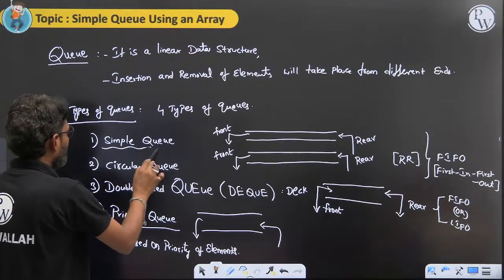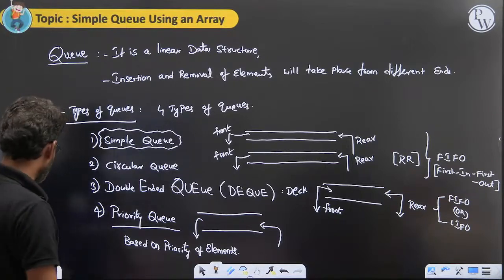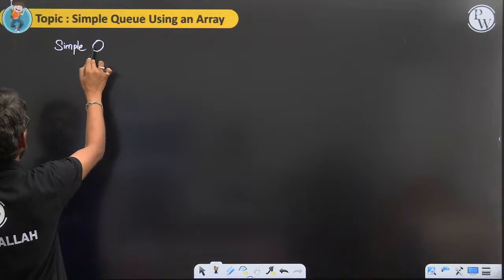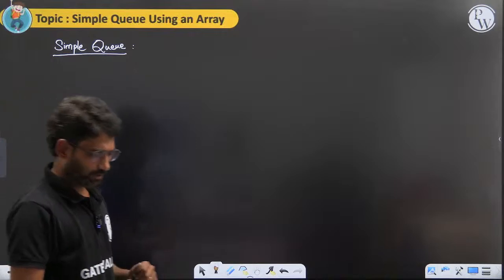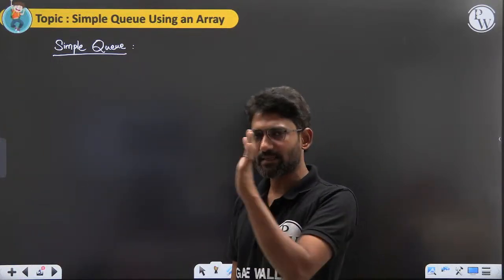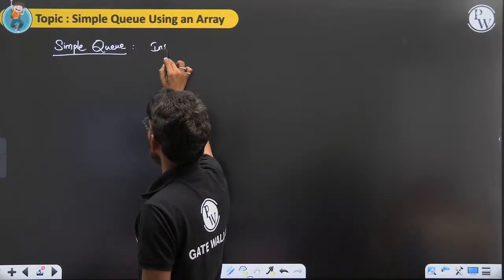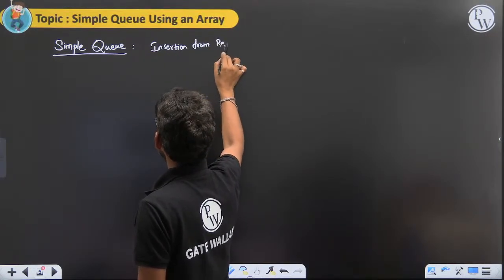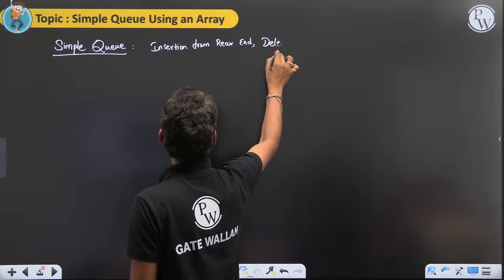Now let me pick up this simple queue, guys. So what is a simple queue? When I say just queue, not specifically mentioning any type, queue means you can understand it is a simple queue. So in simple queue, insertion happens from rear end and deletion happens from front end.